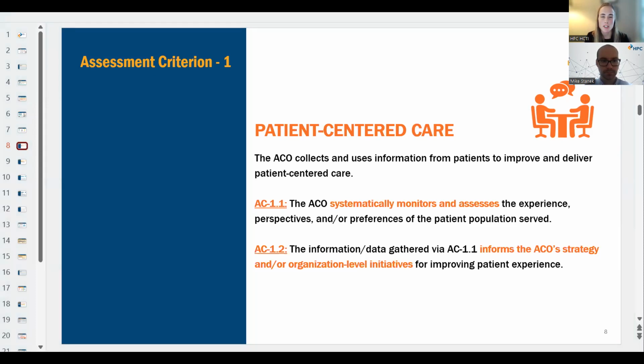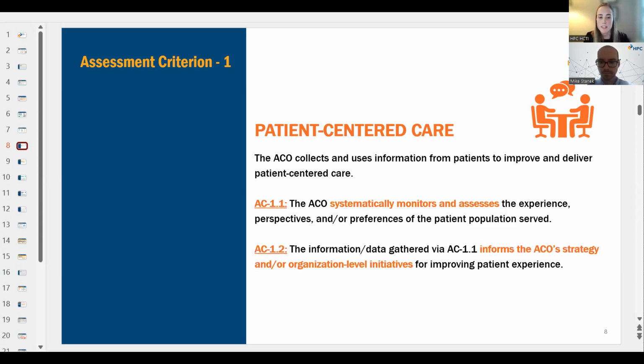In terms of actually meeting this requirement, we ask ACOs to provide both a description of the approach for gathering the information from patients, including a sense of scope and scale and how frequently the information is collected. And we also ask for a description of how the need or the opportunity for an initiative is being identified from the information collected, including how this initiative is being measured to assess its impact on the desired outcome.